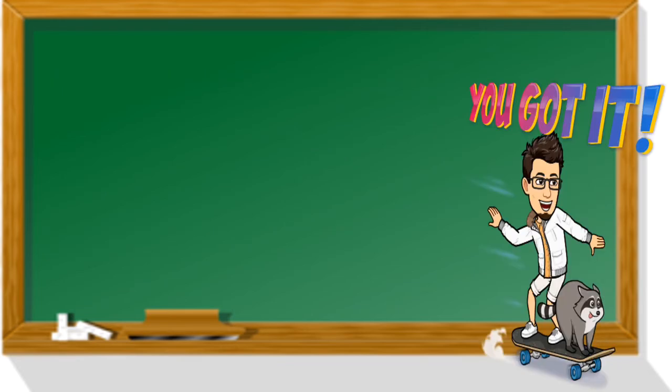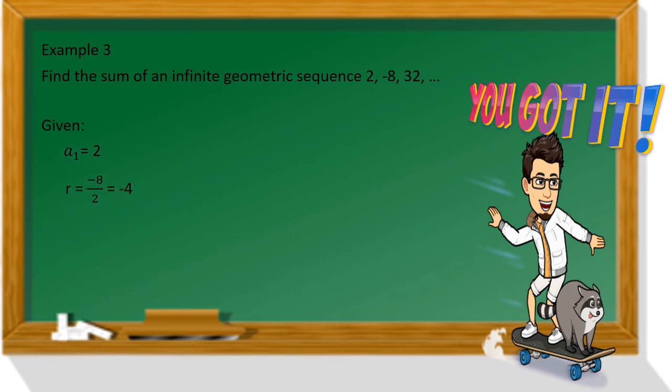How about this? Find the sum of the infinite geometric sequence 2, -8, 32, and so on. So we have the given a sub 1 is equal to 2, and the common ratio is -8 divided by 2, that is equal to -4. Since r is less than -1, r being -4, therefore the series has no sum.